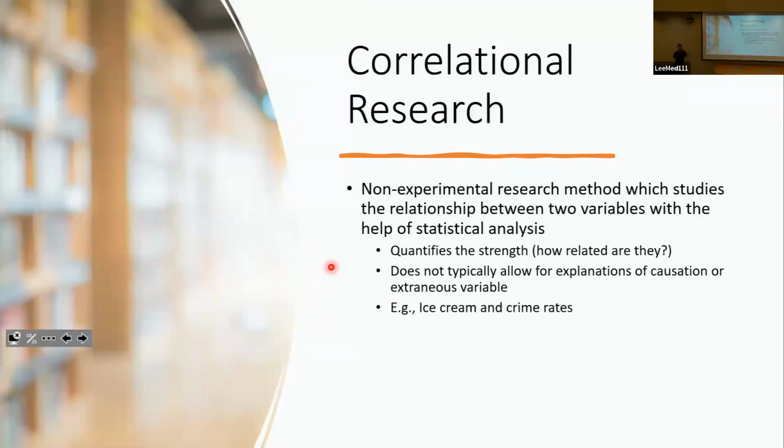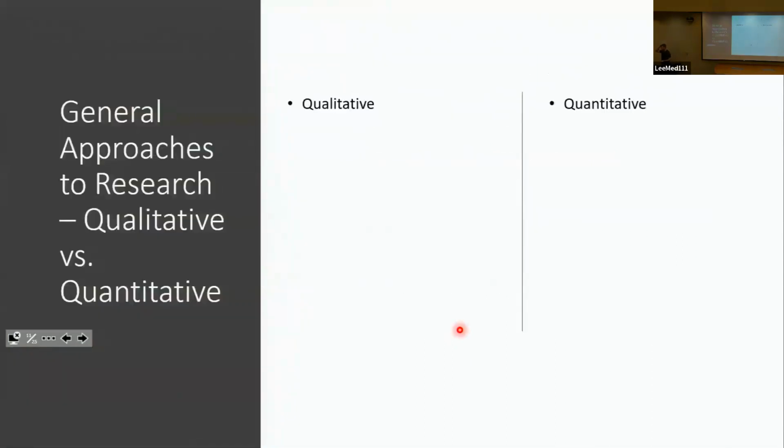No one wants to go out and eat an ice cream cone when it's minus 40 degrees out. Similarly, no one wants to go out and commit crime when it's minus 40 degrees out. You just want to stay in your house and be nice and warm. So in this example, there's a third variable, season or temperature, that is impacting both ice cream and crime rates. And if you just perform correlational research, you may miss that altogether because you're just looking at the strength of association between these two things.